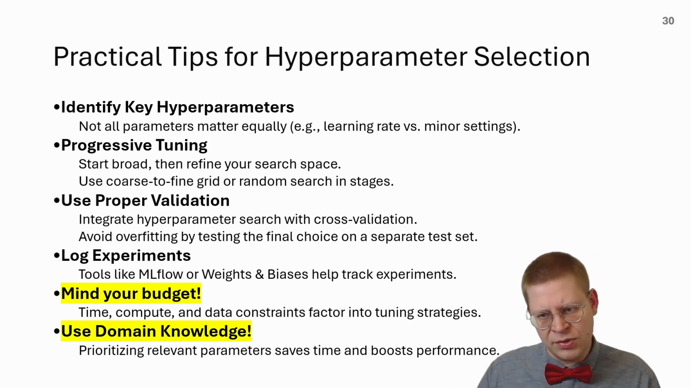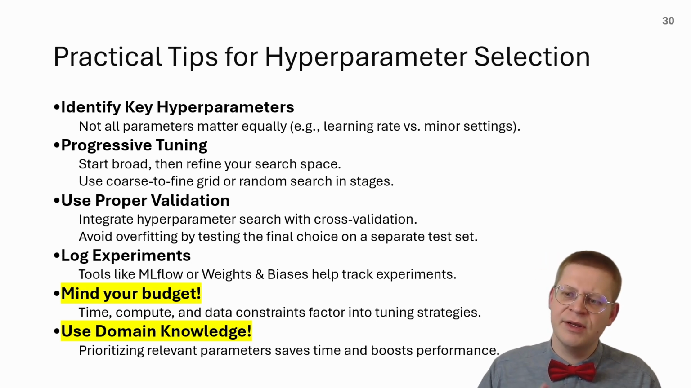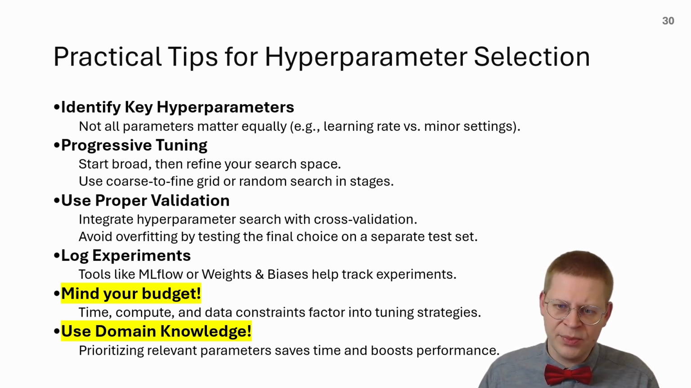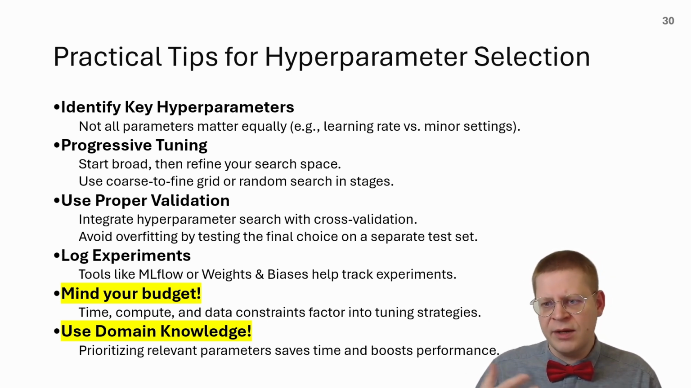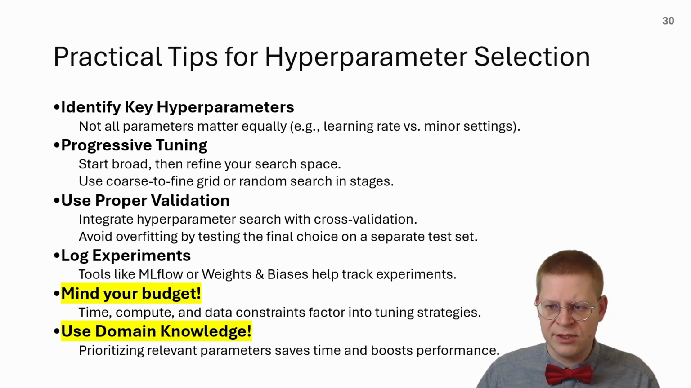Proper validation is crucial. Always tie hyperparameter tuning into cross-validation so you are not overfitting to a single train test split. And always keep a separate final test set to confirm your chosen hyperparameters truly generalize. Log experiments along the way. Tools like MLflow or Weights and Biases help you record which parameters you tried, what results you got, and how long each run took. This makes it much easier to reproduce or revisit successful experiments later.